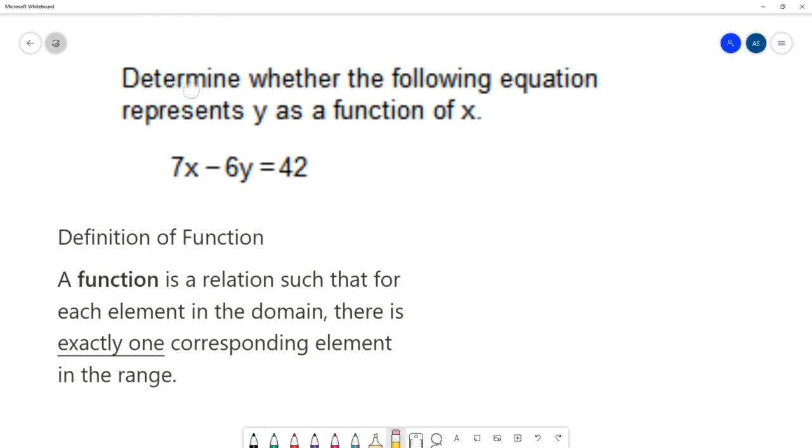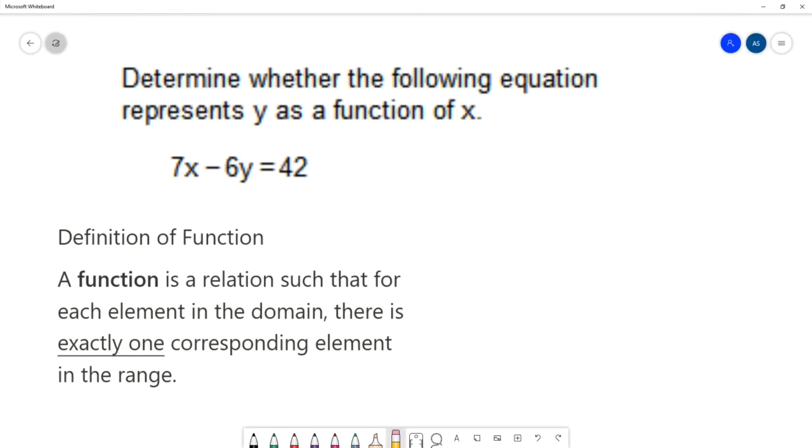In this example, we want to determine whether the following equation represents y as a function of x. The equation we're working with is 7x minus 6y equals 42. So since we're talking about this equation and wondering if it is a function, I wanted to pull up the definition of a function from our notes. A function is a relation such that for each element in the domain, there is exactly one corresponding element in the range.